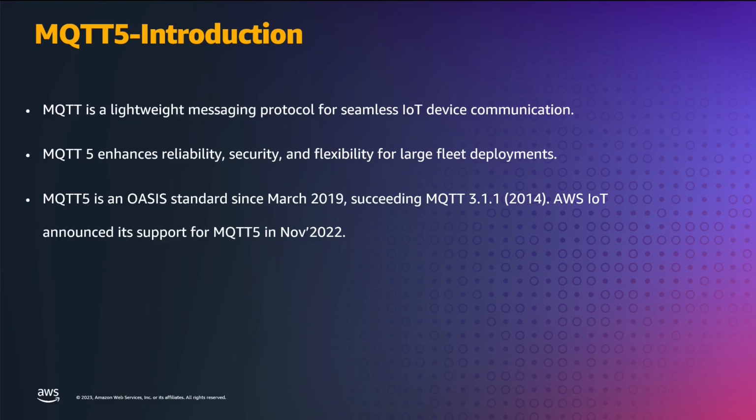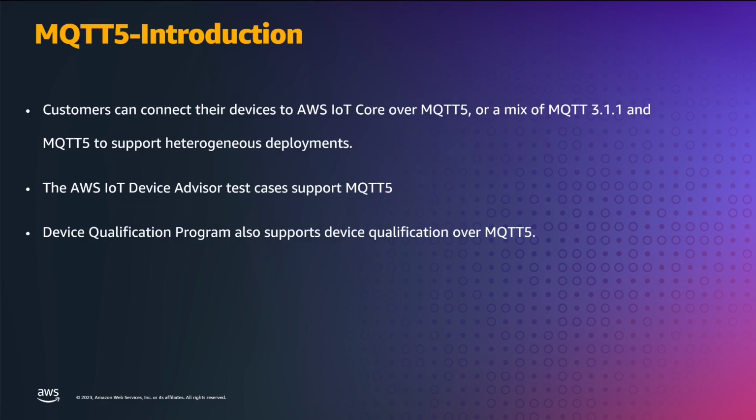So MQTT5 has been an OSS standard since March 2019, succeeding MQTT 3.1.1, which was released earlier in 2014. AWS IoT announced its support for MQTT5 in November 2022. Customers can now connect their devices to AWS IoT Core over MQTT5, or you can still use MQTT 3.1.1 within your deployments. The AWS IoT Device Advisor test cases also now support MQTT5, which allows the customer to validate the MQTT functionality during their device software development. And with the AWS Device Qualification Program, AWS partners can now qualify their devices over MQTT5.